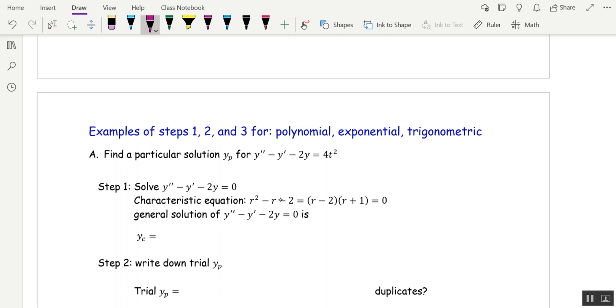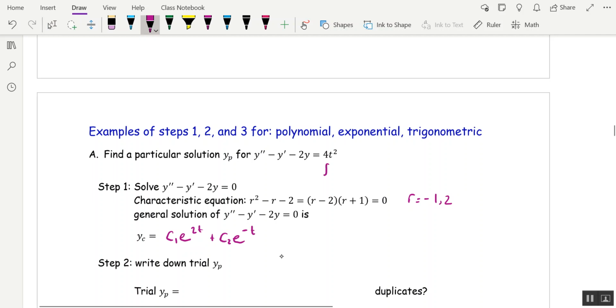So I wrote down the characteristic equation, I factored it, and I saw the roots were r equals -1 and 2. And so my yc is going to be c1 e to the 2t plus c2 e to the -t. The order doesn't matter. Then we go and write down our trial yp.